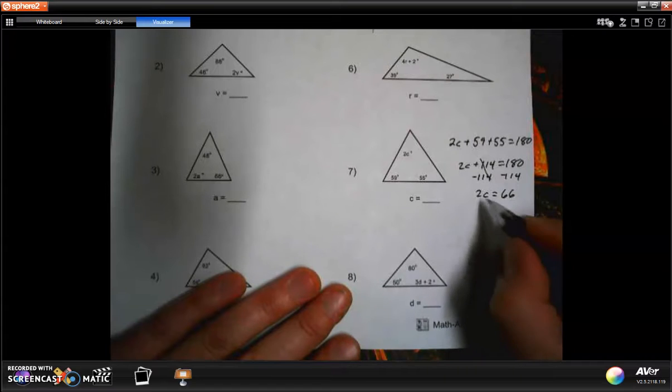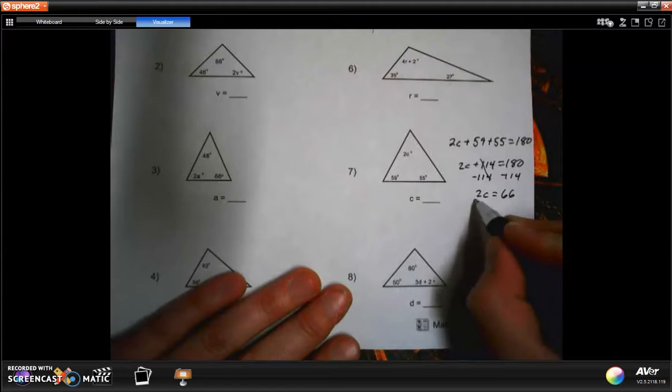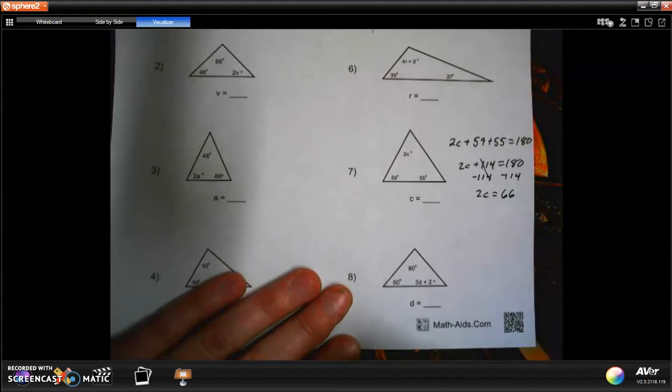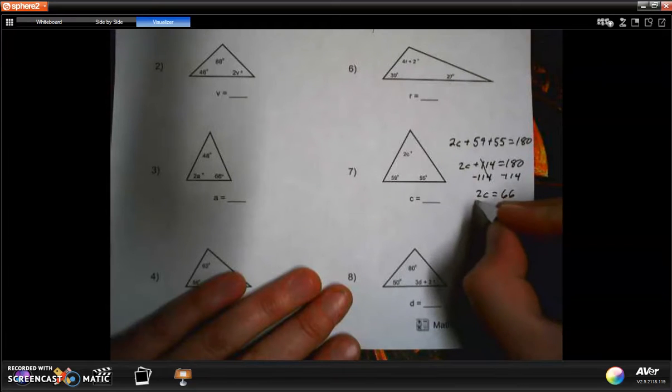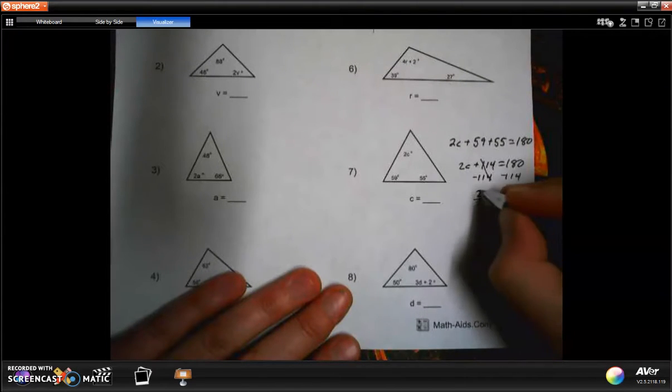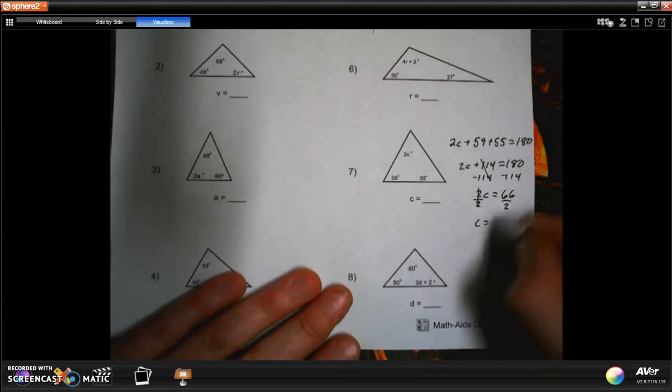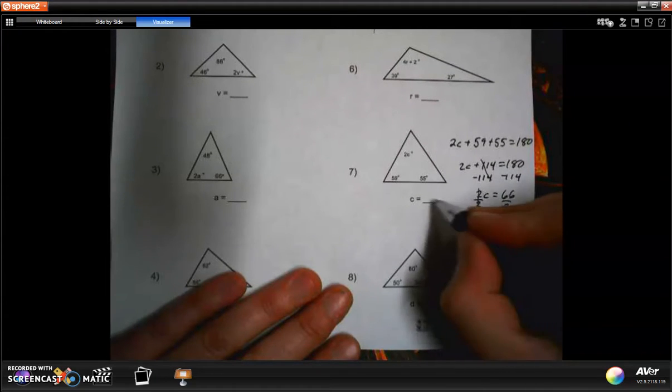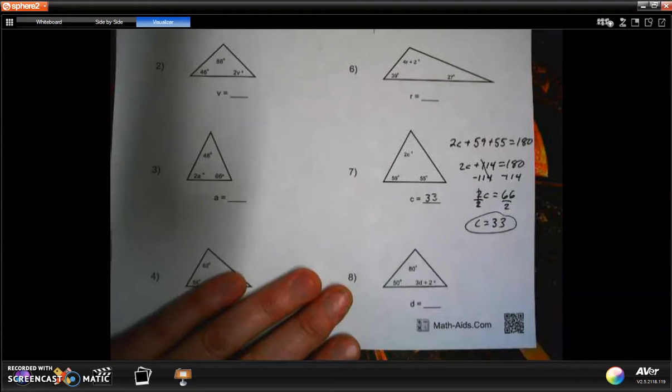Now, this is saying 2 times something equals 66. We've got to undo it. The opposite of multiplying is dividing. So we have to divide both sides by 2. 2 divided by 2 is 1. We get c equals 66 divided by 2, which is 33. So therefore, your answer is 33.